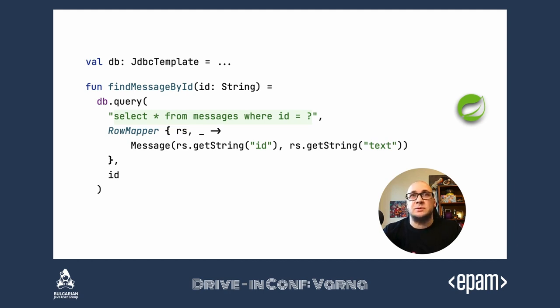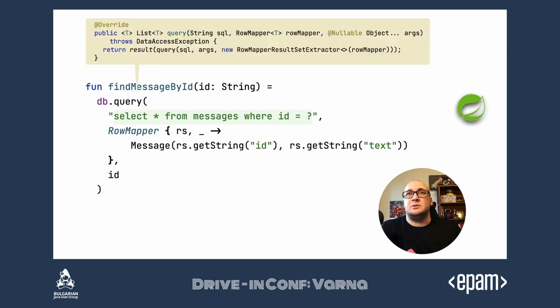You know JDBC template. I've been using it since 2004, and it's a very awesome API. It's so easy to use. It has changed the way I've been working with databases. And well, there is a query method. It takes some parameters. The first one is the query itself. Then there is an implementation of the row mapper and a list of parameters. In this case, we just have one parameter. It's a standard API that we have.